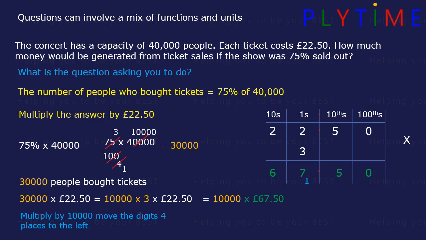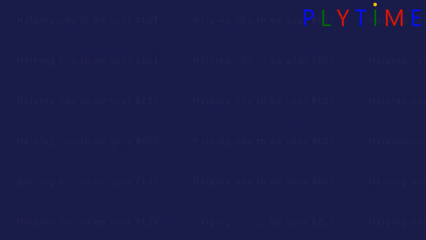We multiply by 10,000. There are 4 zeros in 10,000, so we move the digits 4 places to the left. £67.50, 4 places to the left, becomes £675,000. So £675,000 was generated from ticket sales.